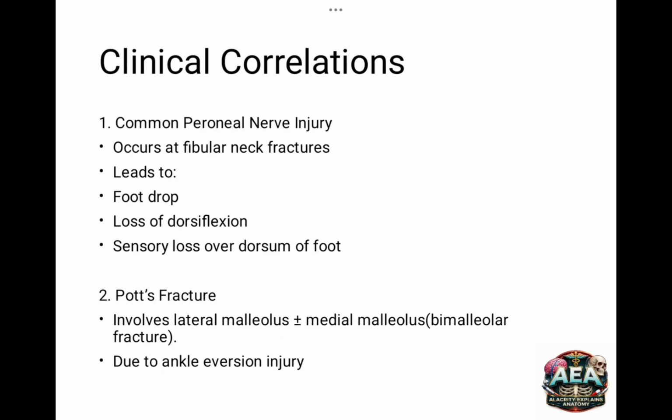Now, what are the clinical correlates? I already mentioned the common peroneal nerve injury. We said it occurs around the fibular neck. Whenever there is a fracture of the fibular neck, this will lead to foot drop. I will regard this as an unopposed plantar flexion of the foot. There's loss of dorsiflexion, so the foot goes into a plantar flexed position. There's also sensory loss over the dorsum of the foot, because the skin of this area is also supplied by the common peroneal nerve.